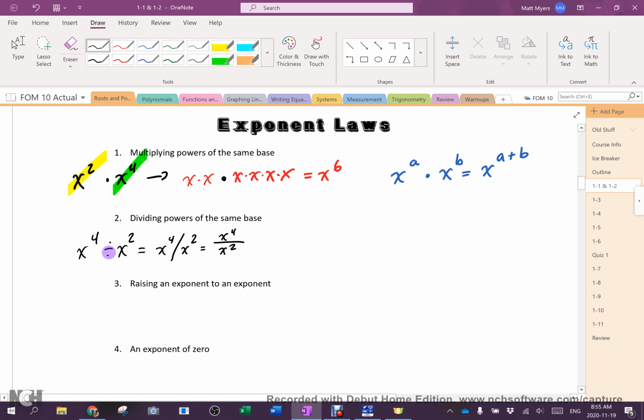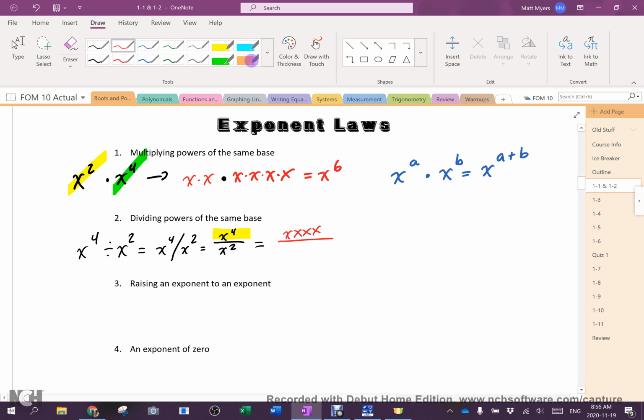Everybody good? Now, you're smart young people. What is the inverse of multiplying? Dividing. When we multiplied, we added. So what is the inverse of adding? Subtraction. So the shortcut here is subtract, yes? But what is really happening? What does this really mean? What does that mean? x times x times x times x, 4 x's.